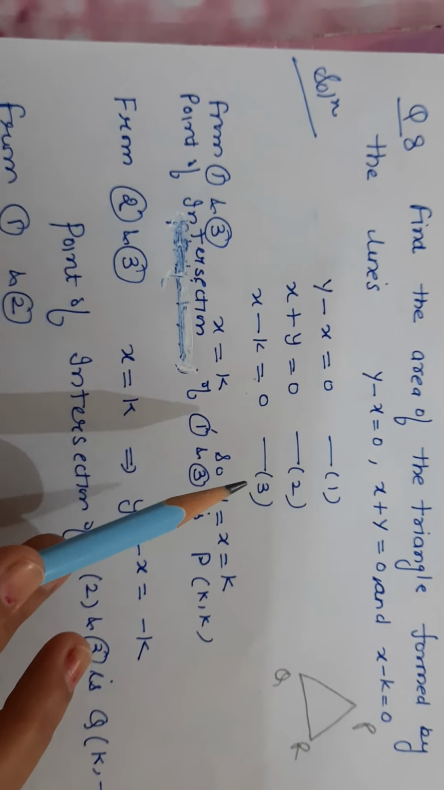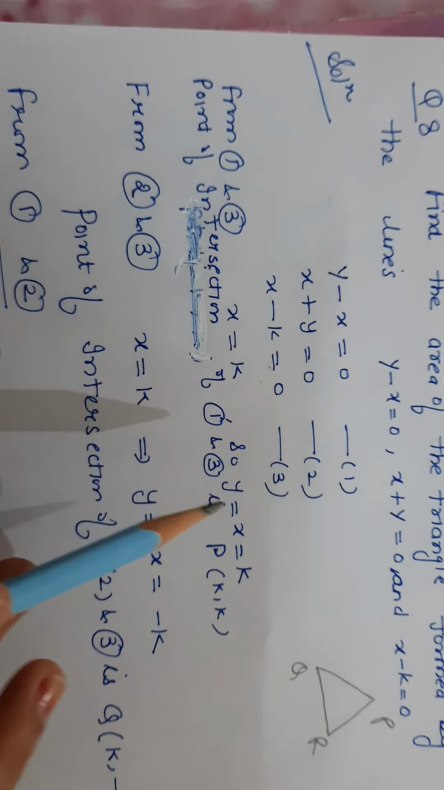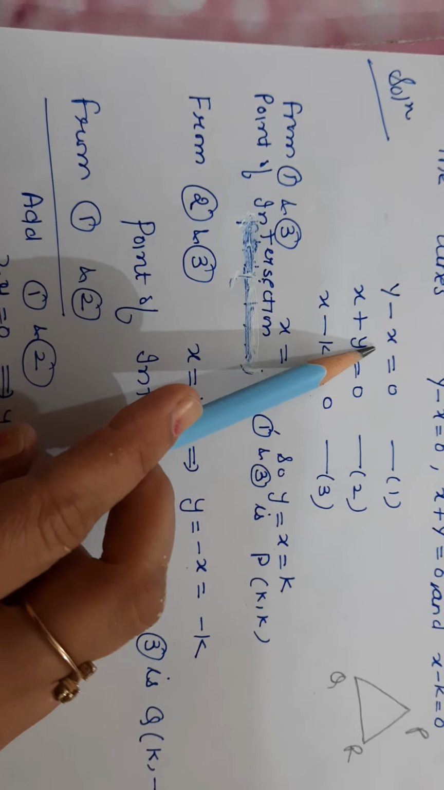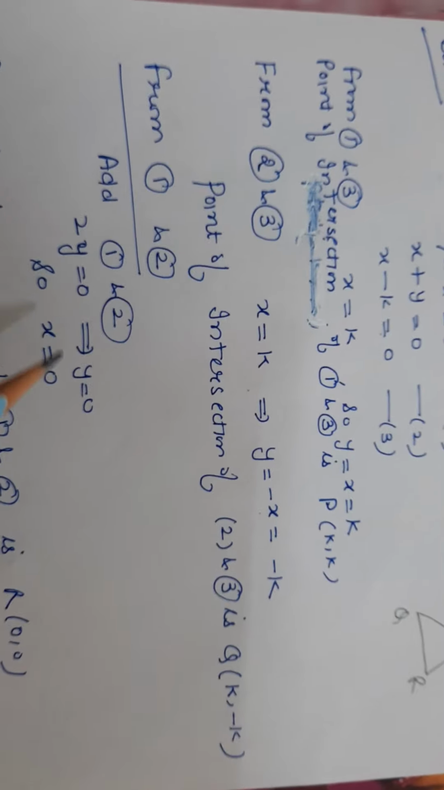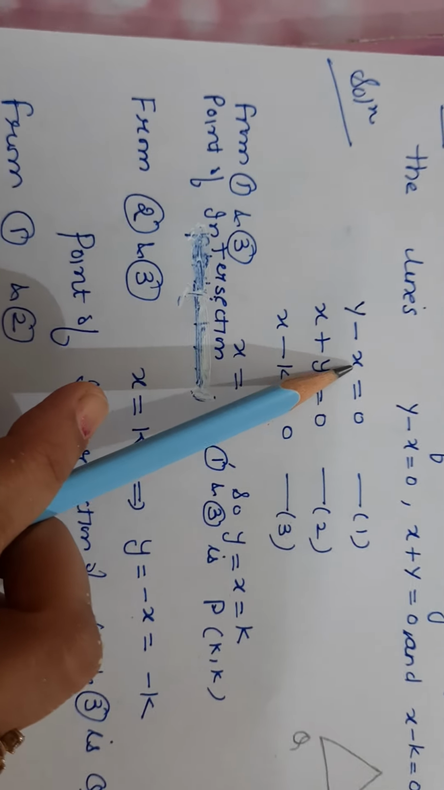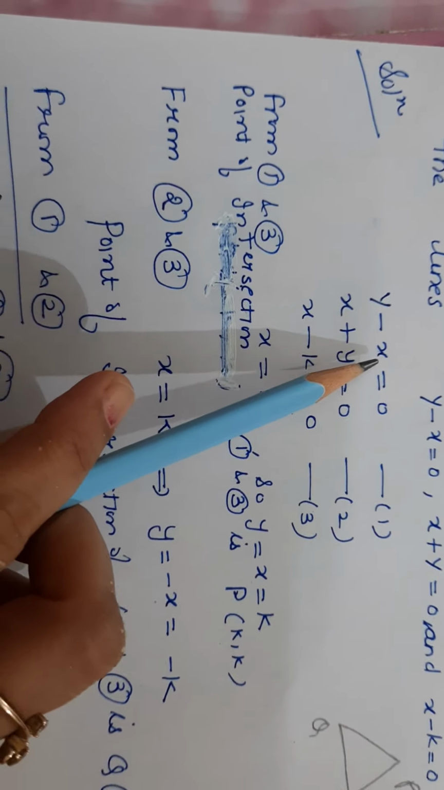Now solve 2 and 3. From 3, x is again k. y is minus x. So this is minus k. So the point of intersection of 2 and 3 is Q (k, -k). Now solve first and second. If you add them, x will be cancelled. So 2y is 0. That means y is also 0. If y is 0, from here x is also 0. So that means now you have three vertices P, Q and R.